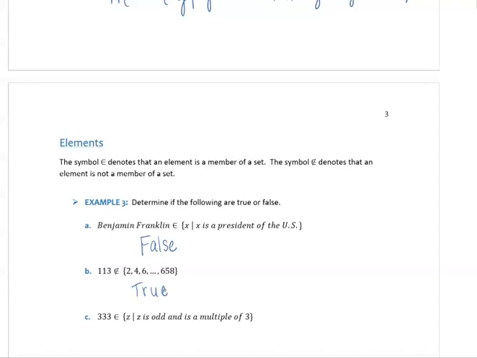Part C, 333 is an element of the set of all Z such that Z is odd and is a multiple of 3. So basically, we are dealing with the set of all odd multiples of 3. 333 is an element of that set because it is odd and a multiple of 3. This concludes example 3.